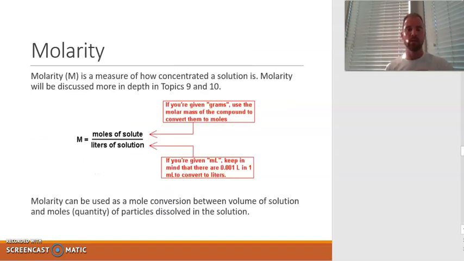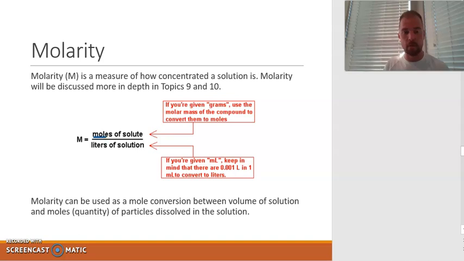And then the last one, molarity. We will talk about molarity more in depth later on, but for right now, we just want to introduce what it is. What is molarity? Well, molarity, which has the capital M indication, is simply just telling us how concentrated a solution is. Like, for example, let's say I dissolve salt in water to make a solution of salt water. How concentrated it is could be determined by molarity. Molarity will be discussed more in depth in topics 9 and 10, but here's all we need to know.